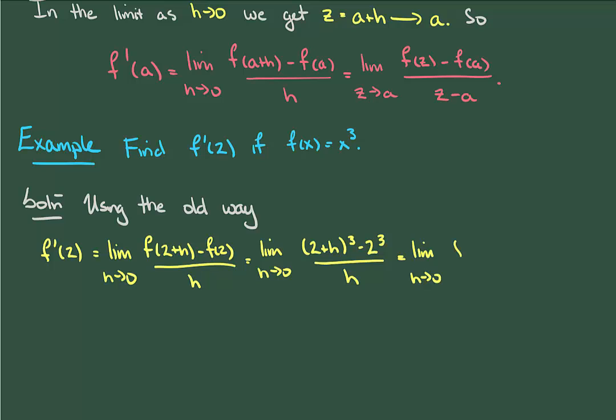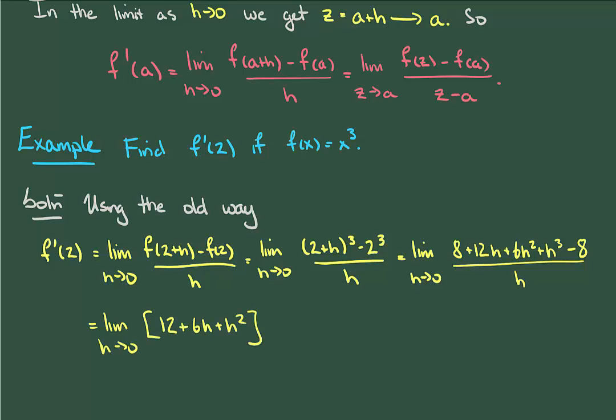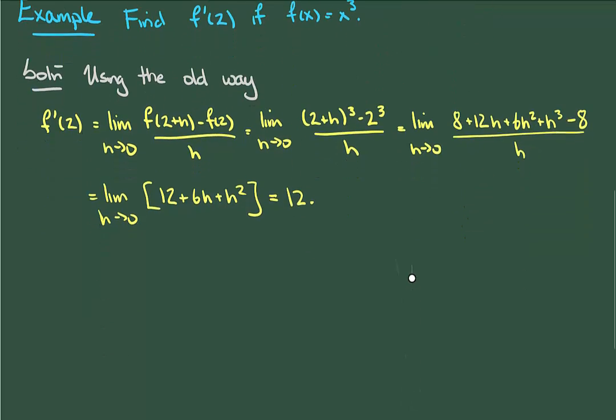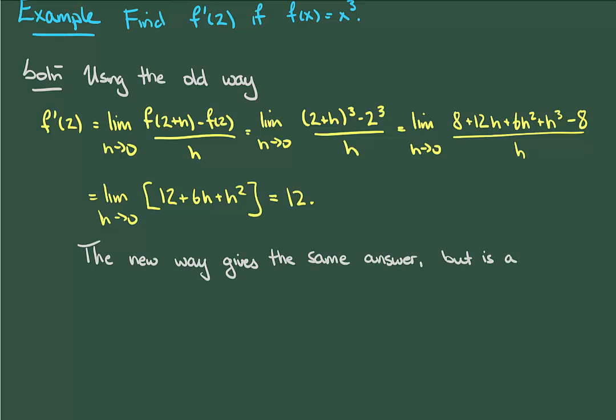We're going to expand out the 2 plus h cubed term and do as much canceling as possible. The result is this continuous function, from which we see that subbing in h equals 0 gives us the answer 12. The new way is going to give us exactly the same answer, but the computation is going to be very, very different.